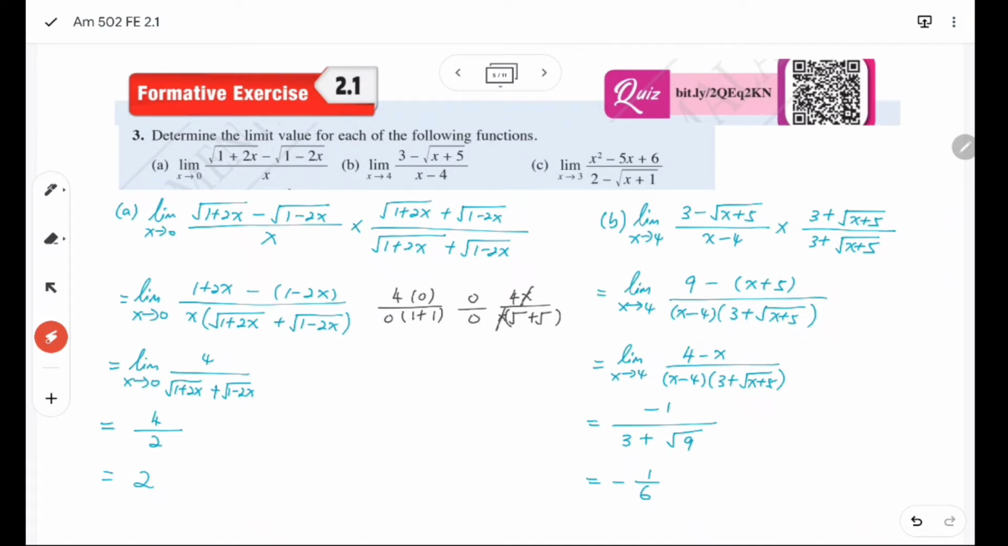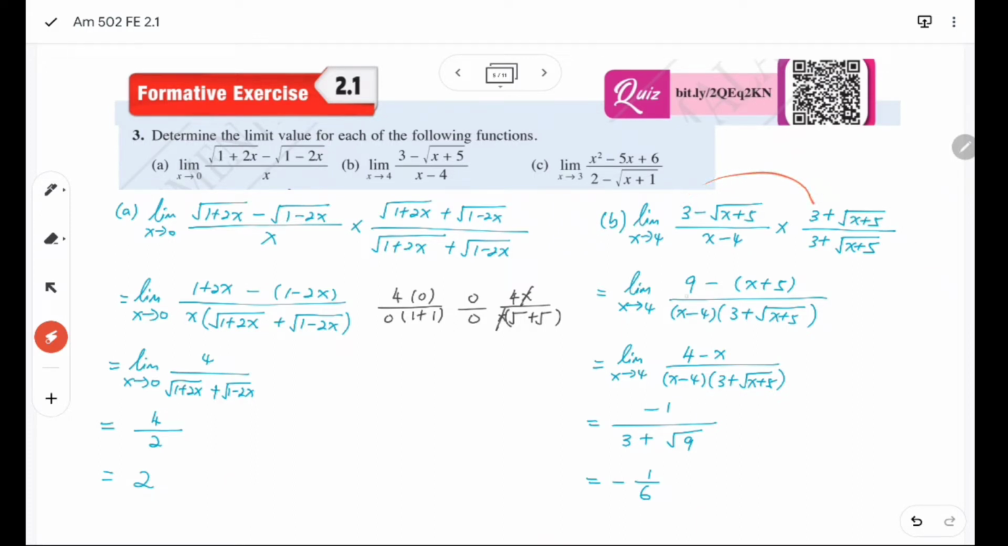B. The limit of 3 minus square root of x plus 5 divided by x minus 4. So when we do substitution of 4 inside, we get 0 over 0. So we try to rationalize the numerator because we see irrational number here. So we times the conjugate. So 3 minus square root of x plus 5 times 3 plus square root of x plus 5, up and down, so that we are actually times 1, right?